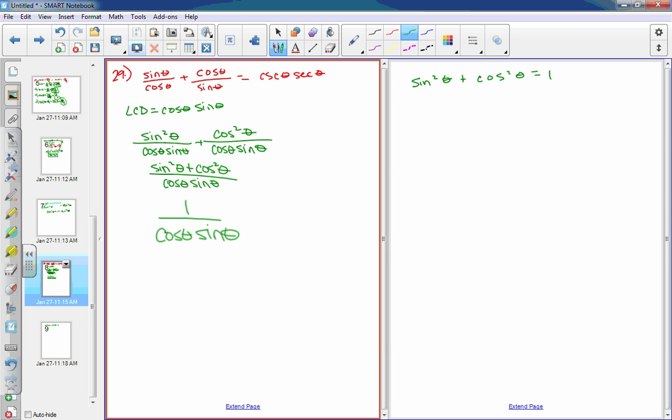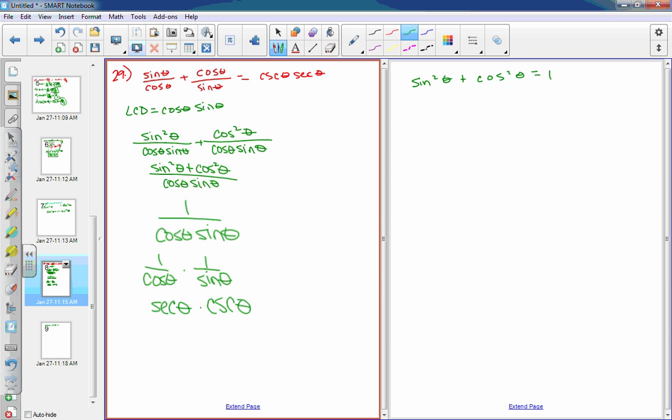Still not done, am I? How can I rewrite that? Can I tear them apart? I can tear those apart and make that 1 over the cosine of theta times 1 over the sine of theta. True? Well, what is 1 over cosine? Secant. What's 1 over sine?